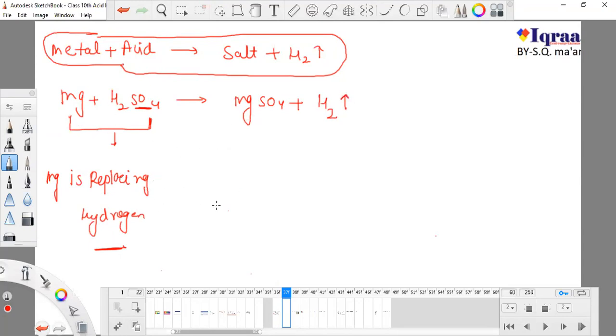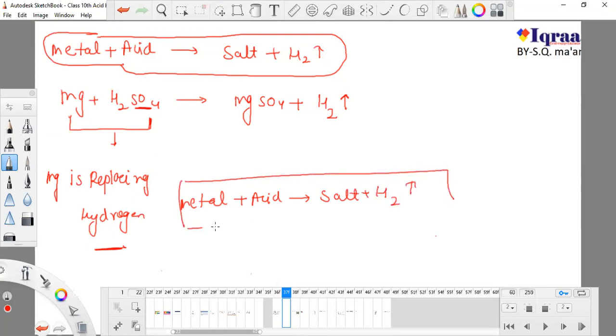So there is only one formula you have to remember, that whatever metal you take and whatever acid you take, it will form salt and hydrogen. You can take other examples. Remember that magnesium is replacing hydrogen. You have to remember this.